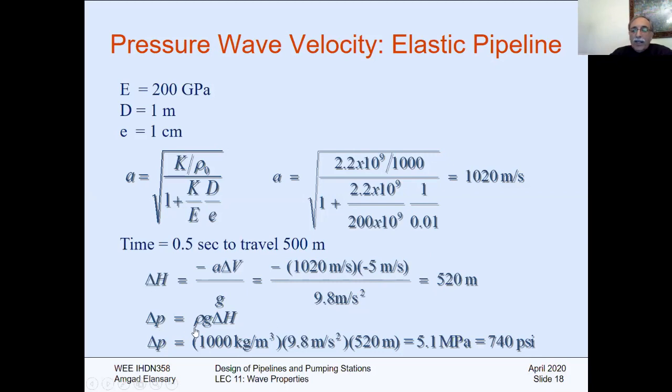So delta P here is gamma delta H. The rho is 1000, the g is 9.8, and the H is 520. We can find out that the increase here is 5 megapascal, or 52 bar, or 740 pounds per square inch.